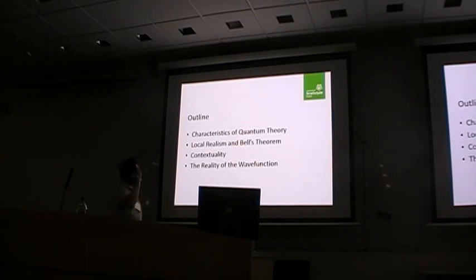Alright, this is a very brief outline of what I'm going to try to get through this morning. First, I'll outline the key characteristics of quantum theory, why it's interesting, how it differs from classical theory, and why it has caused people lots of sleepless nights thinking about why quantum mechanics is the way it is. Then I'll go over Bell's theorem and what it says about local realism and its relationship to quantum theory.